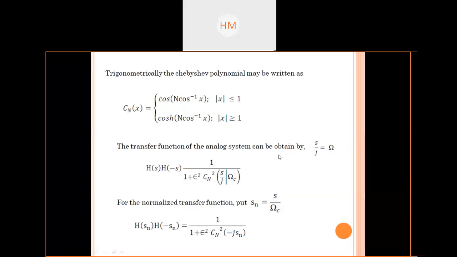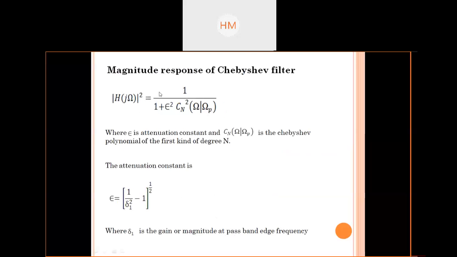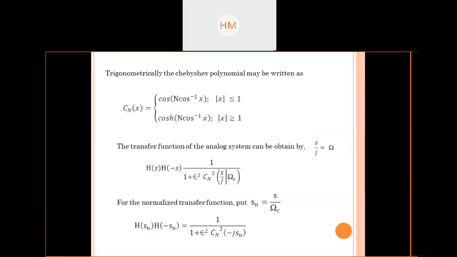The transfer function of the analog system can be obtained by putting s = jΩ. Clear? H(s)H(-s) is equal to this equation, this |H(jΩ)| squared. If you remove this square, you will get the square root over here. So this equals H_n.